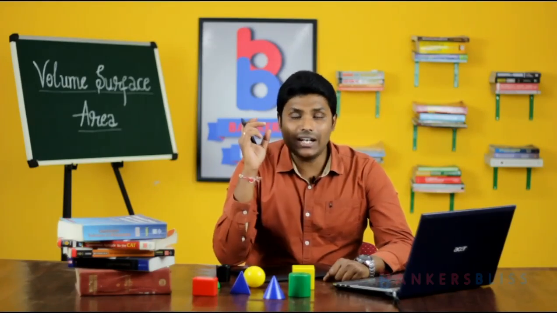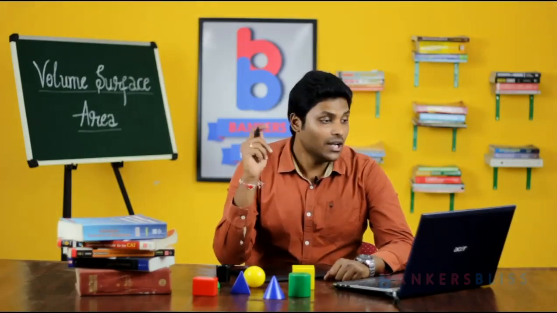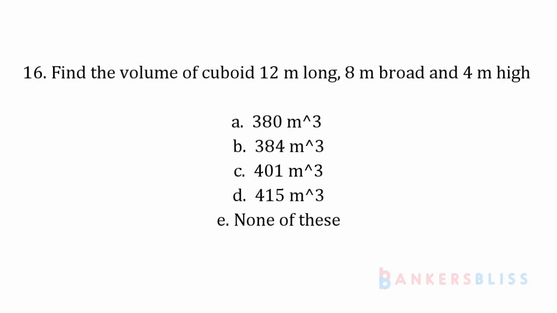One thing we always have to remember: whatever data they give, we have to mark it down and identify what we have to calculate. Then we have to identify how the given data helps to calculate those values. Based on that we have to use the formula and calculate. Okay, so now the 16th one: the volume of a cuboid, 12 meter long, 8 meter broad and 4 meter high.